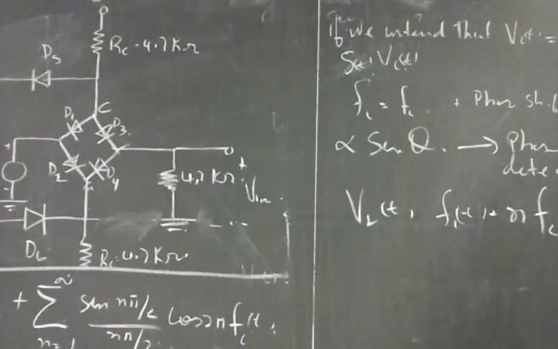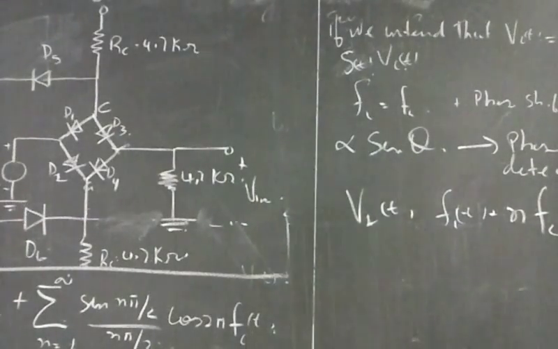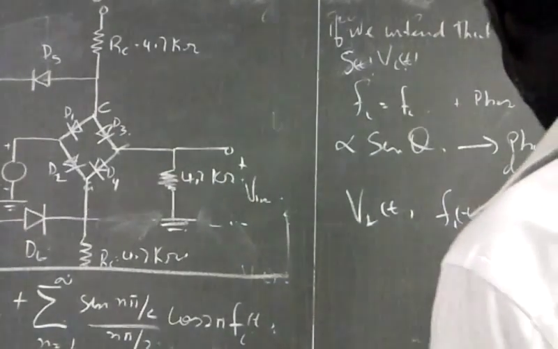Alright, we're going to take a look at a special diode, the Schottky diode, and then the Zener diode.